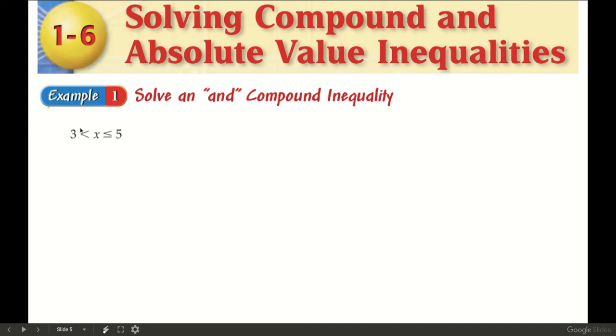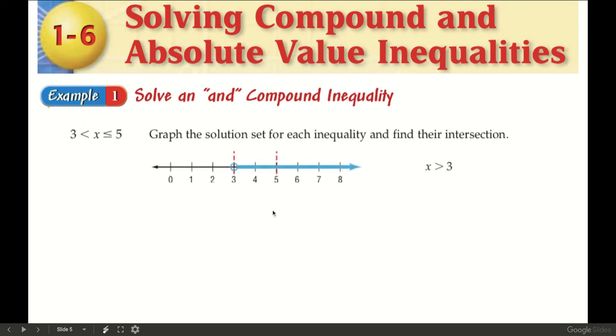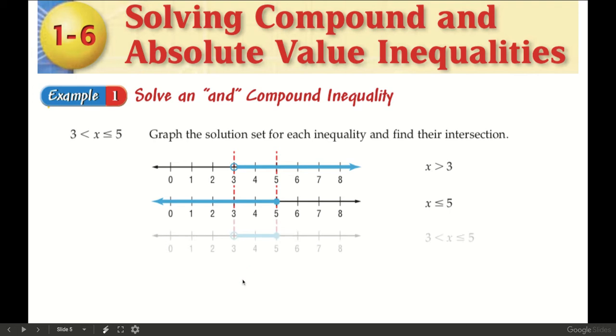So now we have to graph this solution set for this problem. So if I'm going to graph the solution set, I got to find the intersection of these two inequalities. So x is greater than 3. Obviously, this is the graph of that solution set, right? For all values of x that are greater than 3, not including 3, cannot equal 3. And then the solution set for x is less than or equal to 5 would be everything including 5 and less than that. Now, my solution to this compound inequality is going to be the intersection of these two graphs.